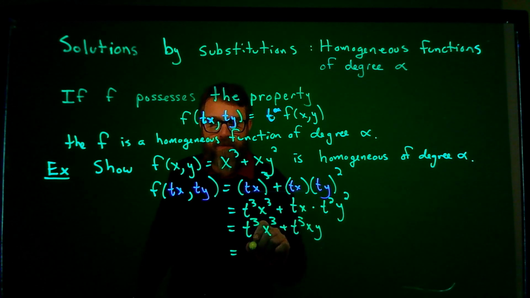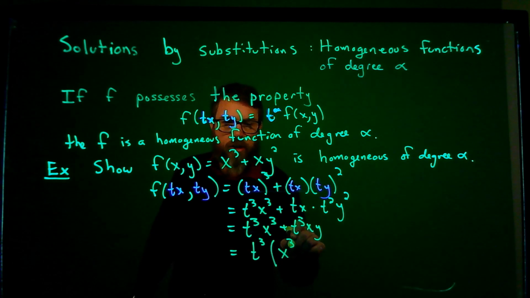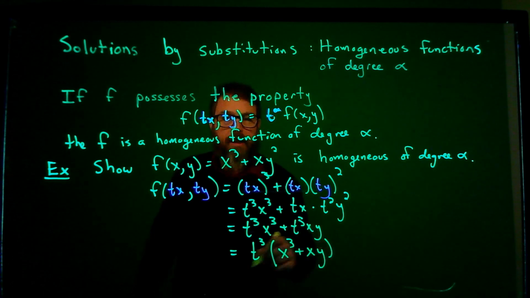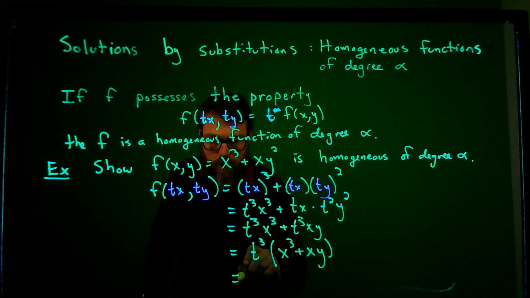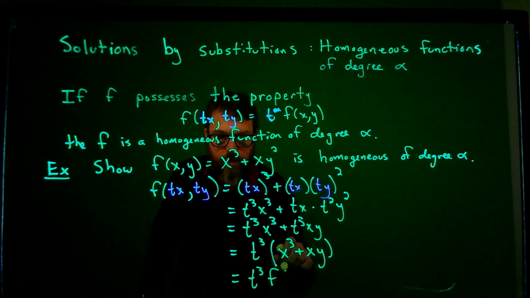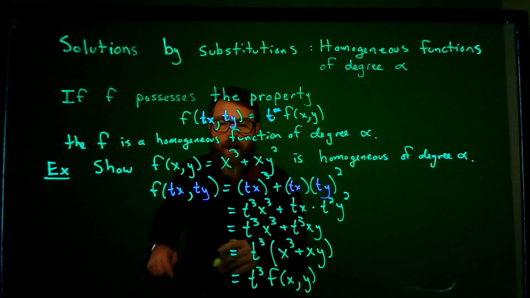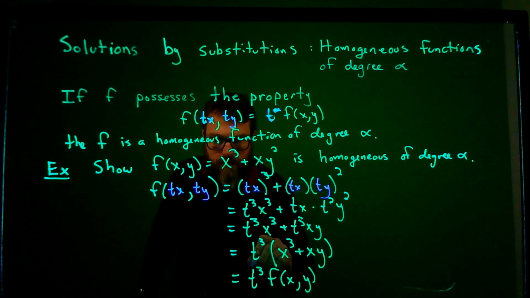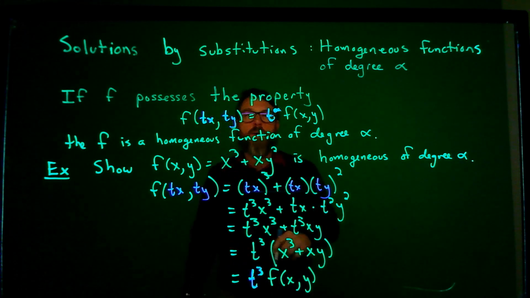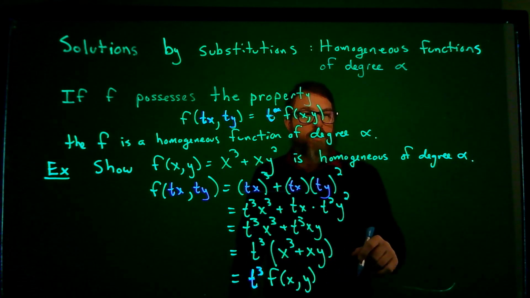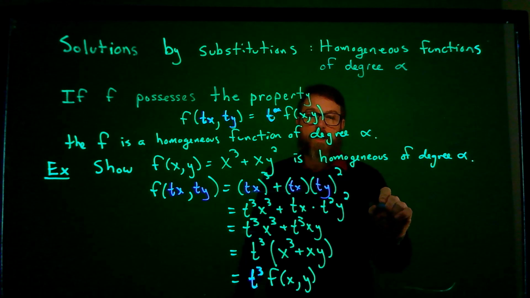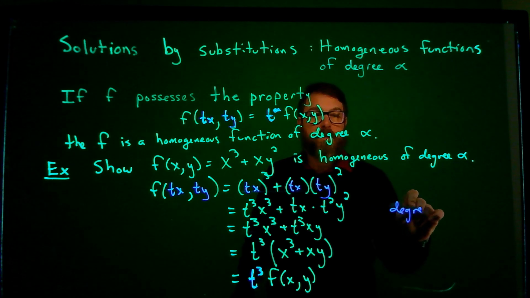And that means I can factor that common t cubed out. And then what I'll get is x cubed plus xy. Now notice that this is the original function, so this is t cubed times the original function f of x comma y. So this t cubed verifies that I was able to pull out a t to some particular power, and that power is going to be 3. So in this case, this is homogeneous of degree 3.